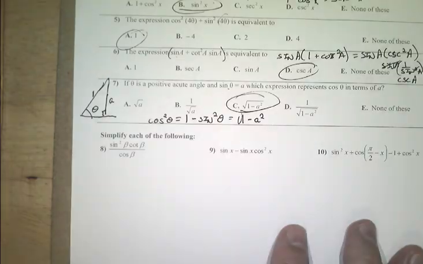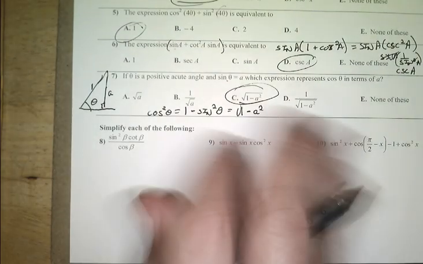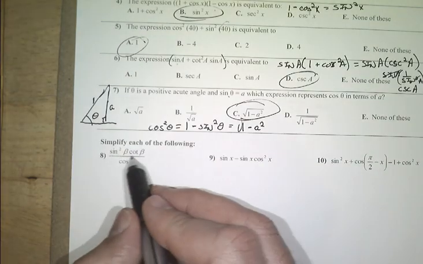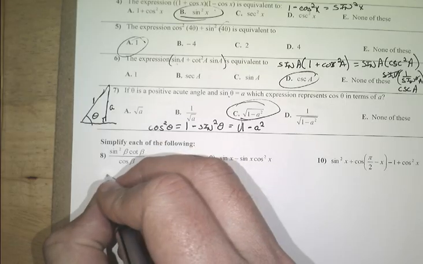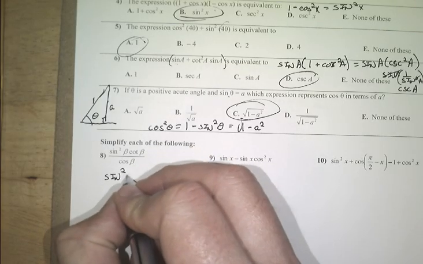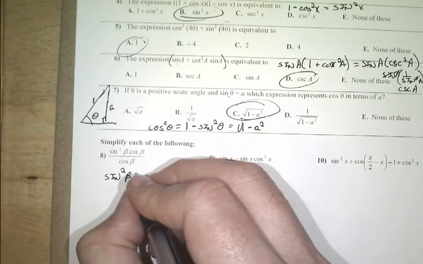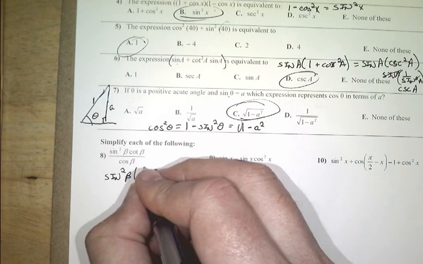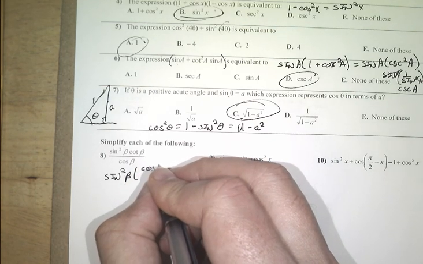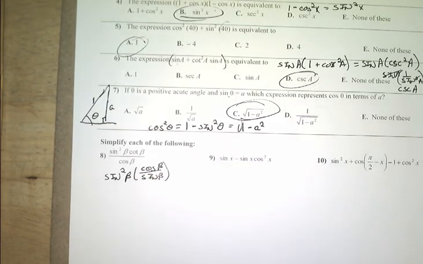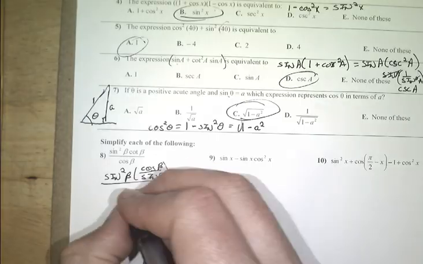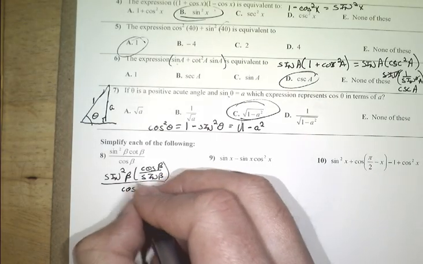Simplify each of the following. So sine squared of beta times cotangent of beta. So the first thing I do is I'm going to make all of these in terms of sine and cosine. So I got sine squared of beta times cotangent, which is cosine of beta over sine of beta. And all of that is over cosine of beta.